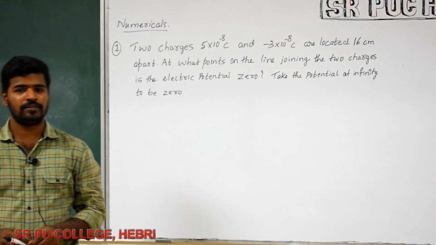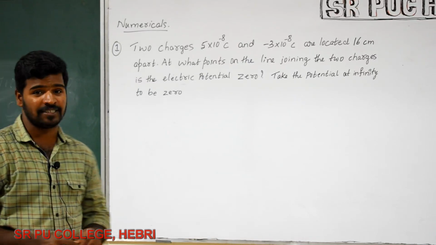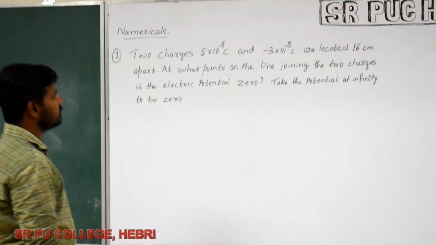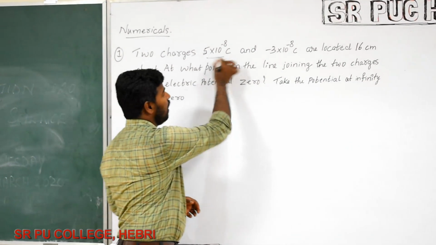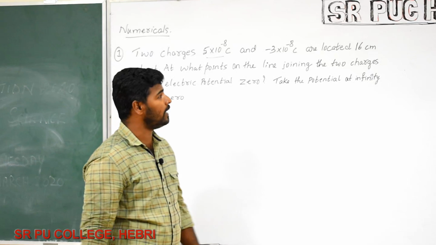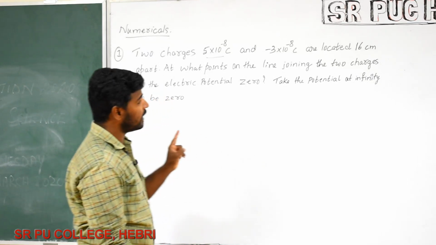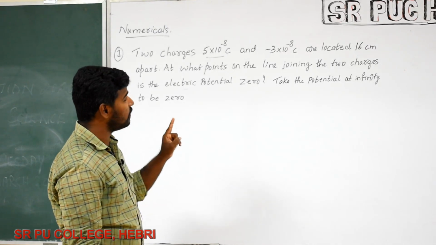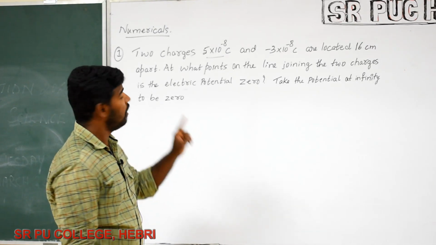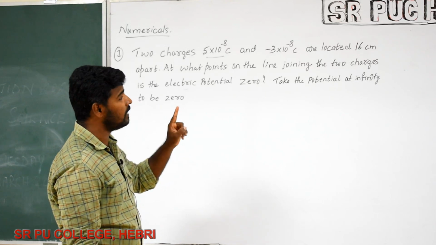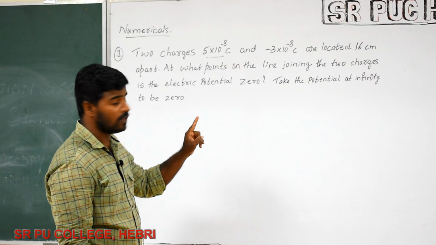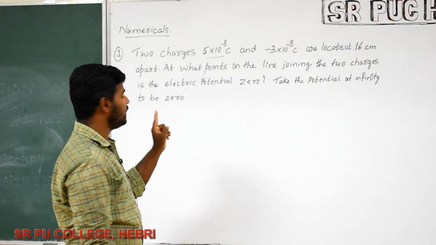The next one, numericals based on electrostatic potential and capacitance. In that, the first question: two charges, 5 into 10 raised to the power minus 8 coulomb and minus 3 into 10 raised to the power minus 8 coulomb, are located 16 centimeter apart. At what points on the line joining the two charges is the electric potential 0? Take the potential at infinity to be 0.